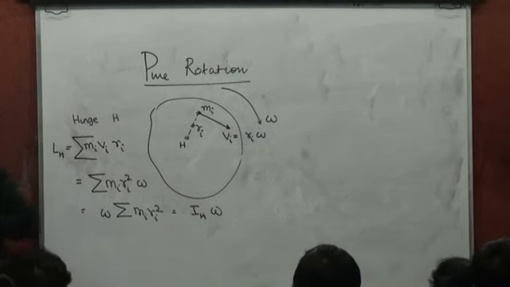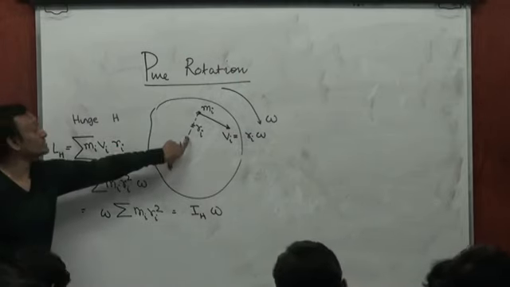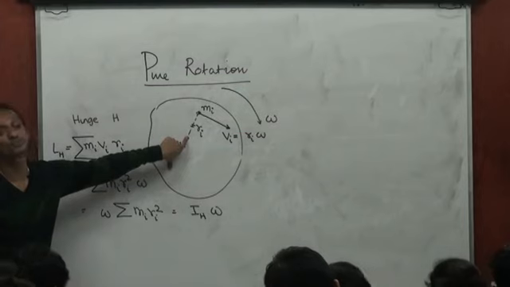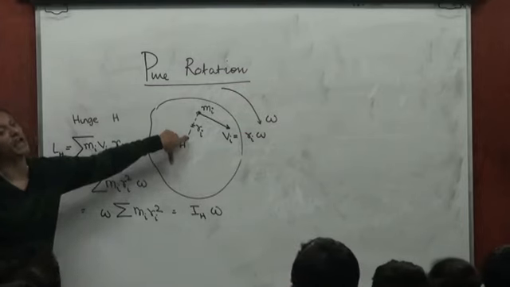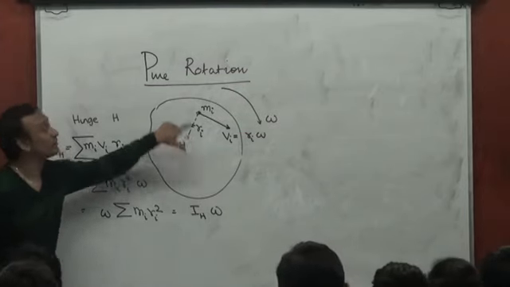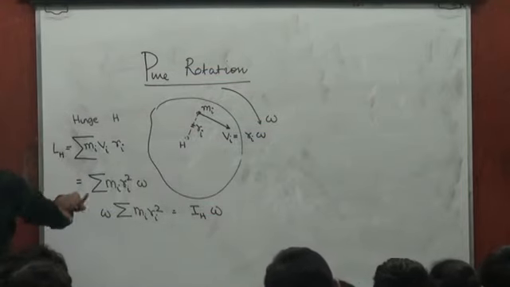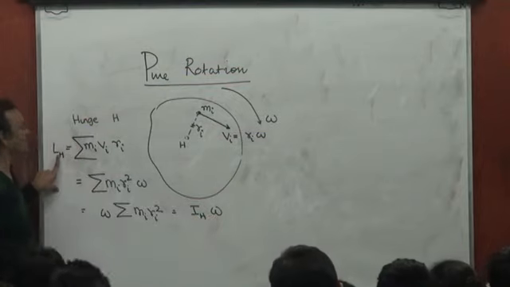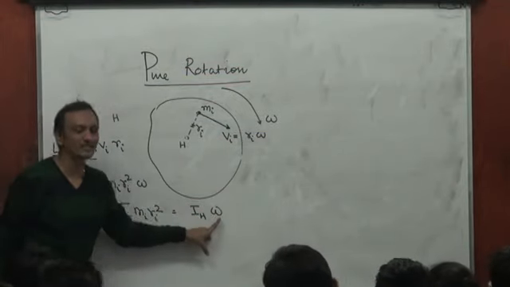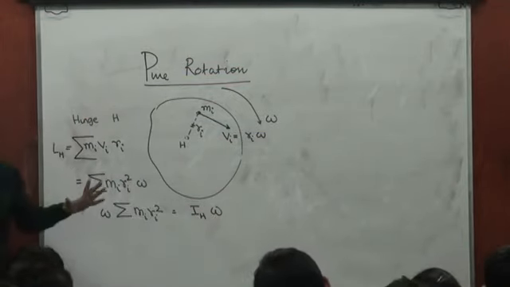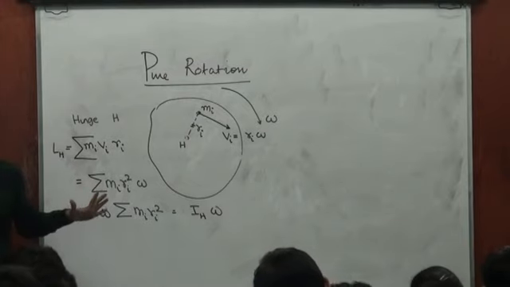So in pure rotation, the angular momentum about the hinge, which is most important, would be I about the hinge into omega. If omega is clockwise, L will be clockwise. If omega is anti-clockwise, L would be anti-clockwise, right.